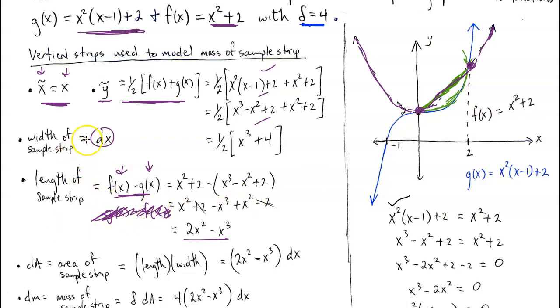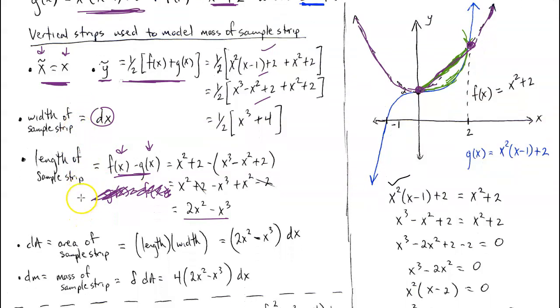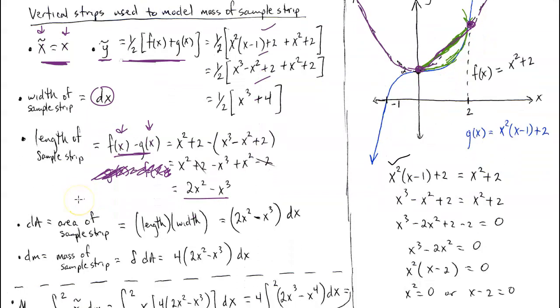Of course, now that we have what x tilde and y tilde are, and the width and length of the sample strips, the area of the sample strip is just going to be the length times the width of the strip, and the mass of the sample strip is just going to be our density times whatever the area of the sample strip is.